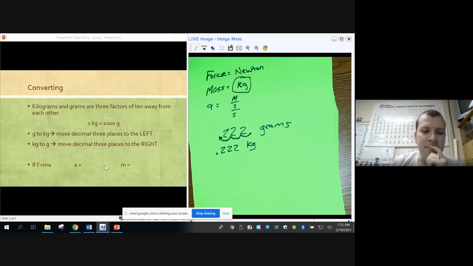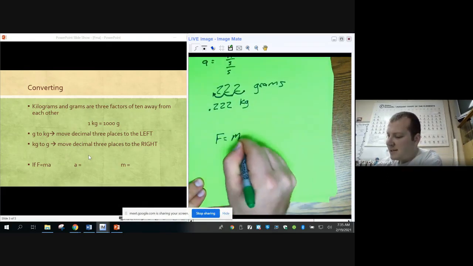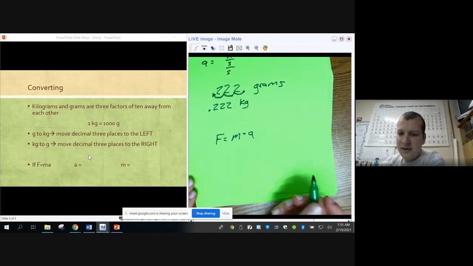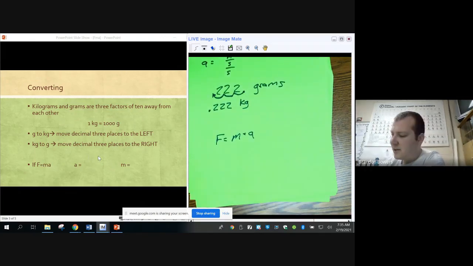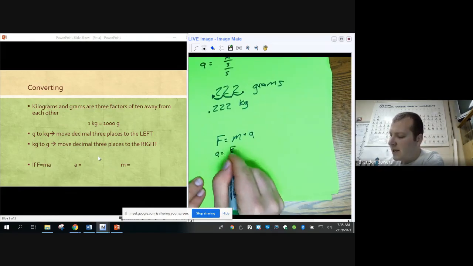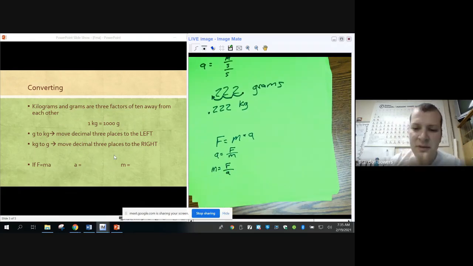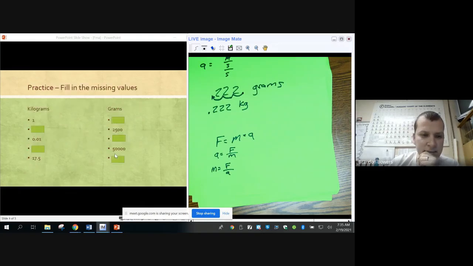So we said the equation we focused on is force is equal to mass times acceleration. Here, they're just rearranging the equation. If we solve for A, you're going to have to divide M to the other side. If you solve for M, you're going to have to divide A to the other side. Those are what the 3 equations would look like. So do a little practice. Please pause the video and practice converting grams to kilograms and kilograms to grams.